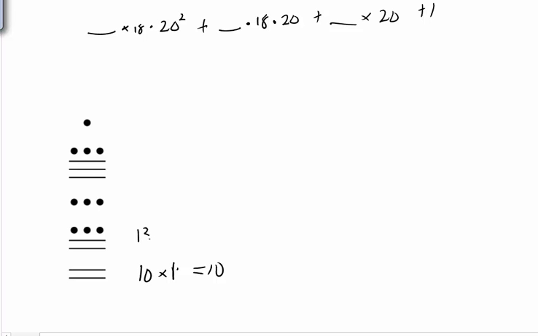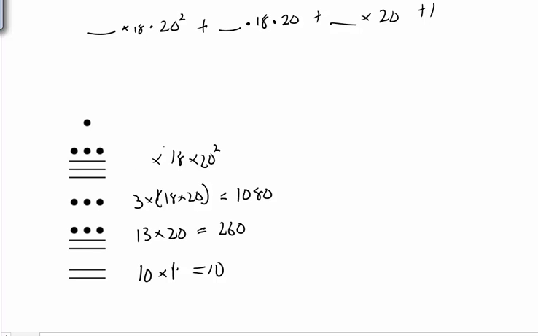Then here we have 13 times 20, and that would work out to 260. And then here's where it gets sort of different. The 3 dots would represent 3, but instead of 20 squared, it was 18 times 20, which works out to be 1,080. Then up here, before we look at the symbols, it would be 18 times 20 squared. So where we think 20 cubed should be, they would do 18 times 20 squared.